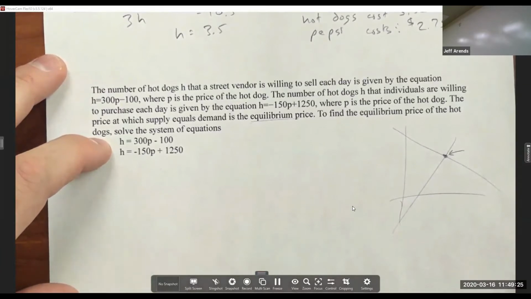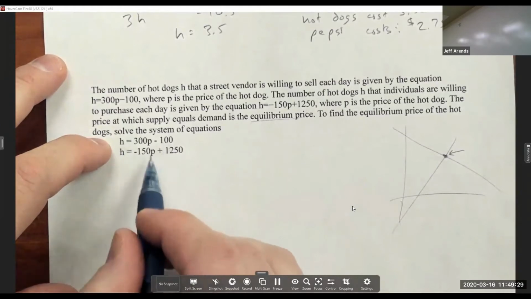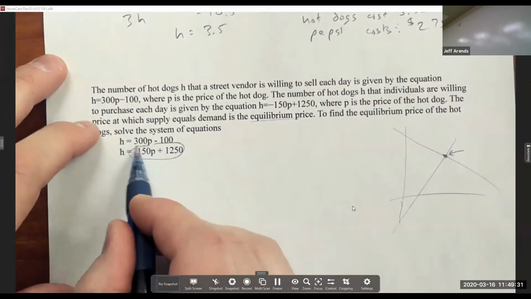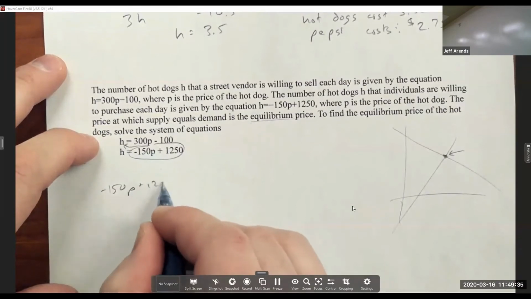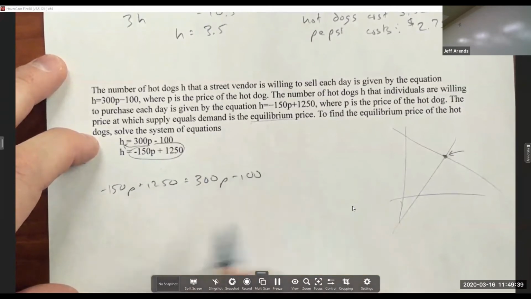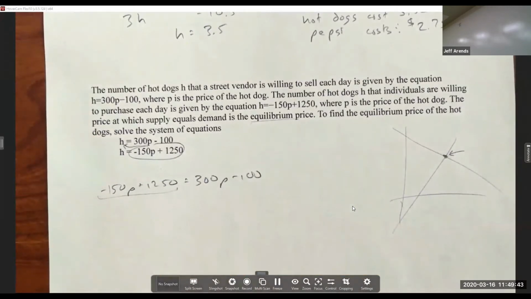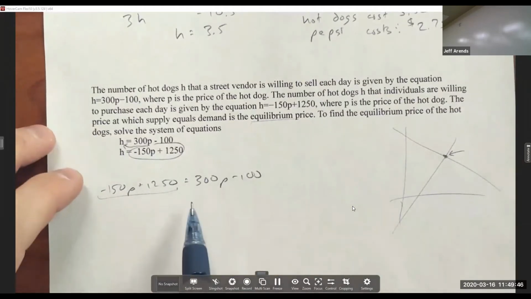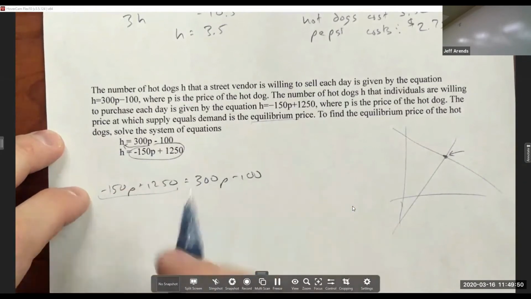I would say that the substitution method is definitely the easier way to go here, because both of these are already solved for h. If I take this and plug it in for the h in the other equation, I end up with negative 150p plus 1250 equals 300p minus 100. This was the value of h that I substituted away. But this is an equation that only has p's in it, which means I can solve it.